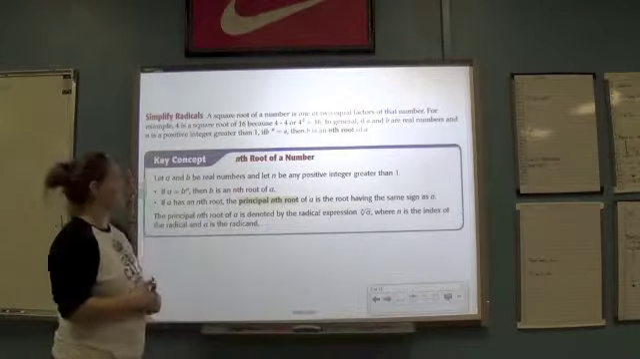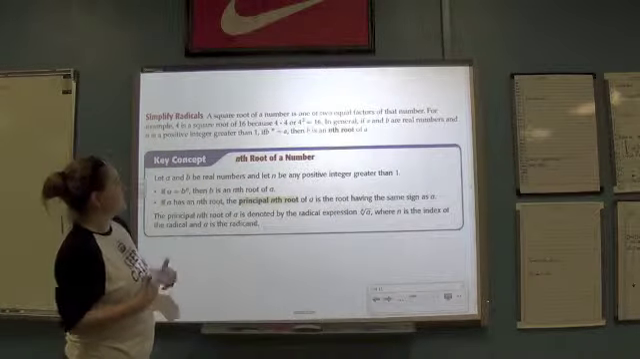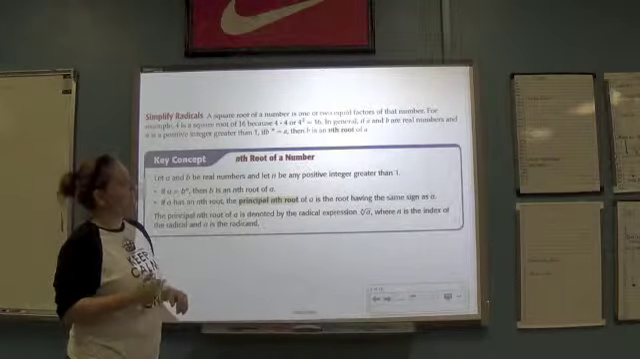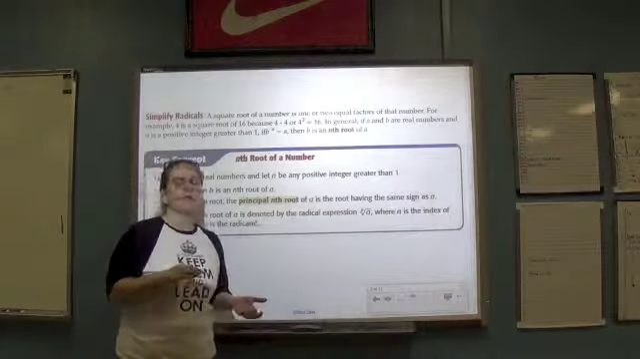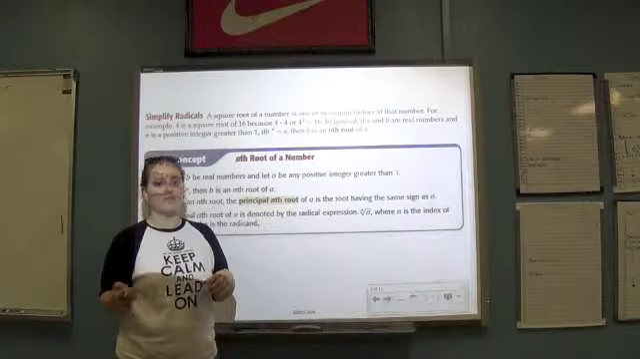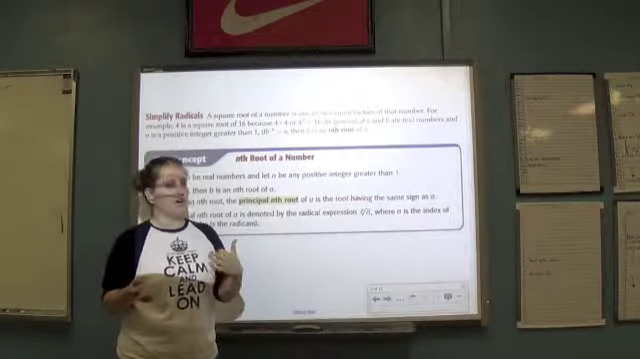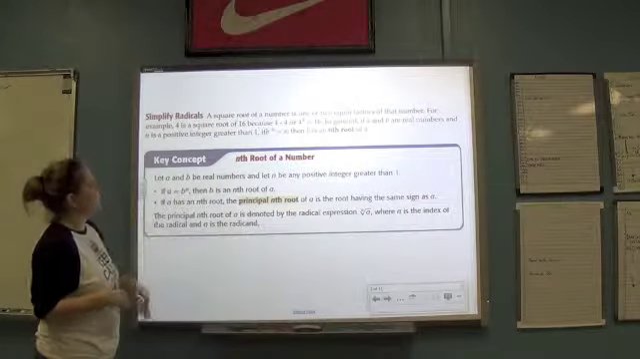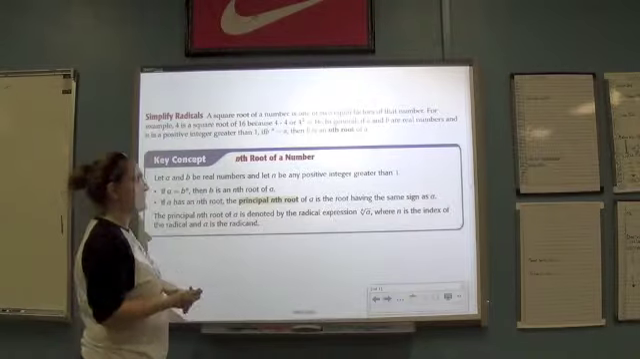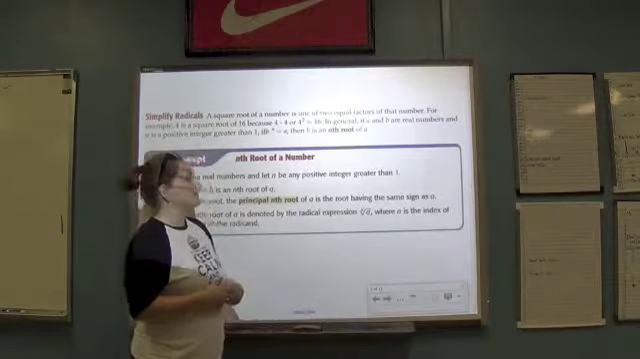Okay, this is directly from your book, so if you want to read it. Simplifying radicals: a square root of a number is one of two equal factors of that number. So it's the opposite of a square. If you have 5 squared, you get 25. But if you have the square root of 25, you have 5, because the two factors are 5. For example, 4 is the square root of 16, because 4 times 4, or 4 squared, is 16.